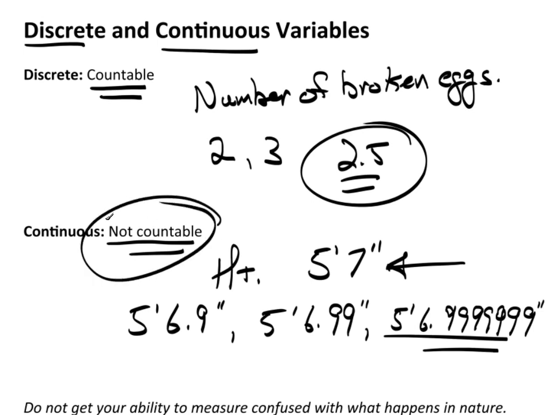See, that's what I mean by not countable. You can't count to infinity. You can't count out an infinite number of nines here. Whereas on the eggs, yeah, there's 2 eggs or 3 eggs broken, but not 2.5.